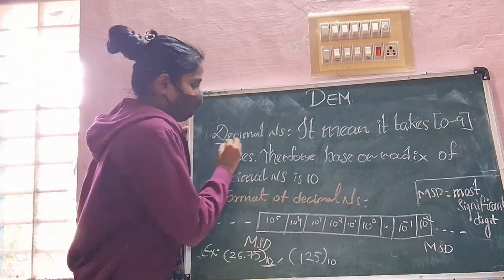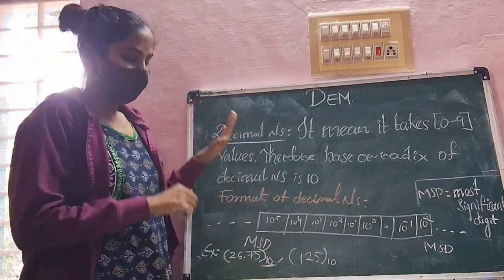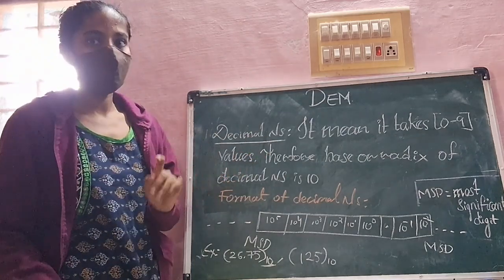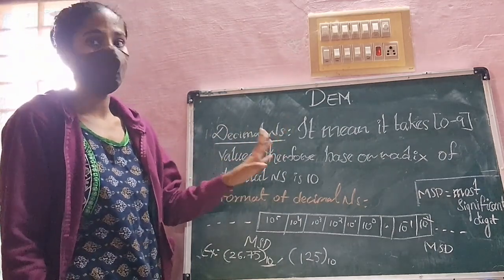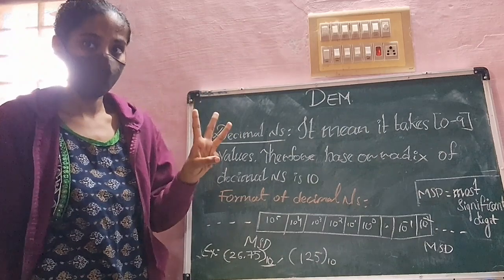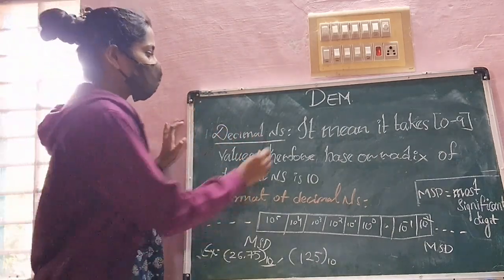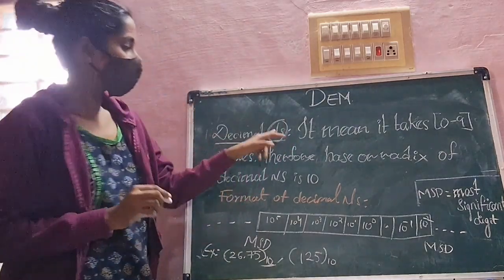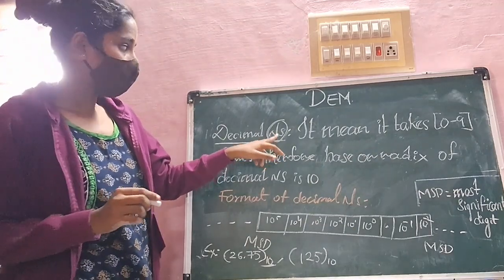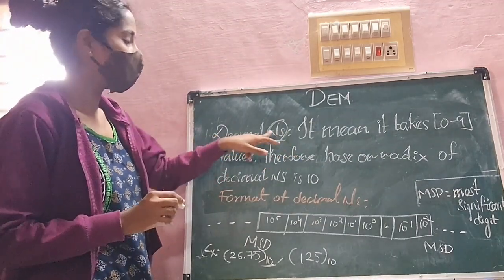It means decimal number system. Yes, I have already said. I'll just say the decimal number system. You have to write for binary, octal and hexadecimal. Yes. What is meant by decimal number system? You don't write the NS in the exam. Write the full definition like decimal number system.